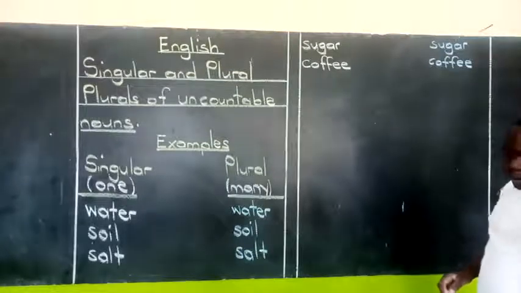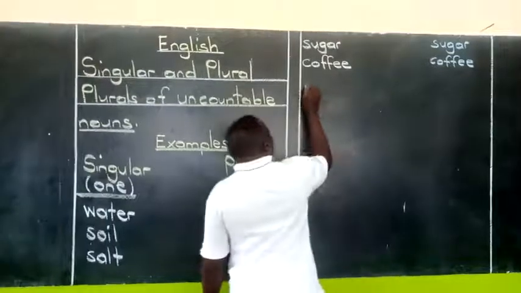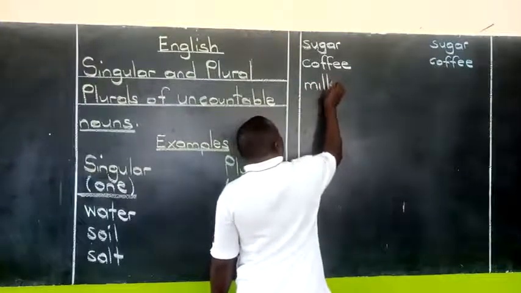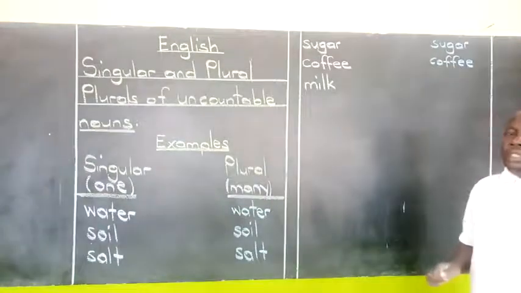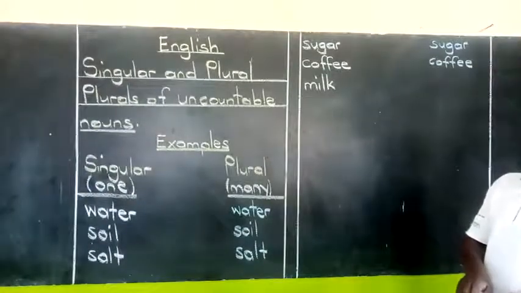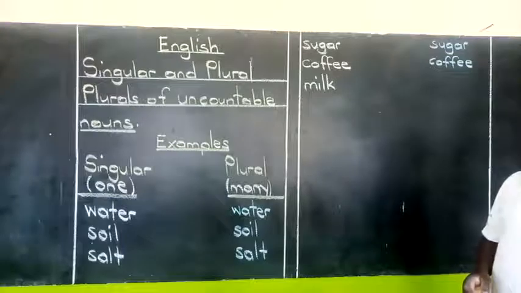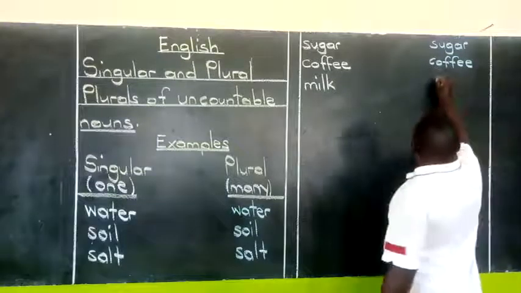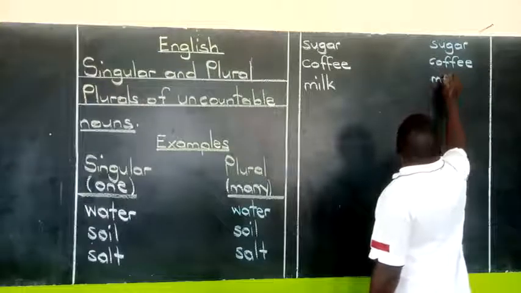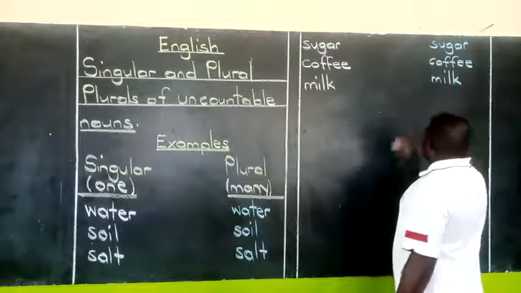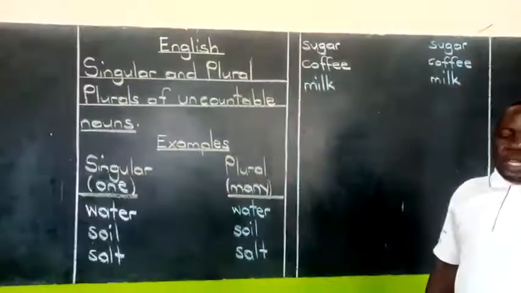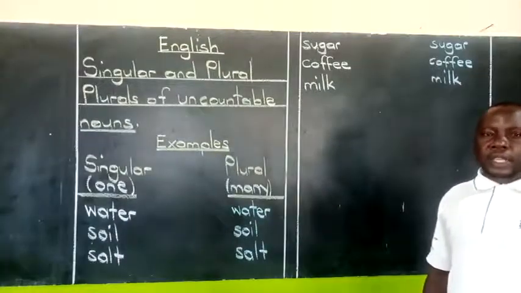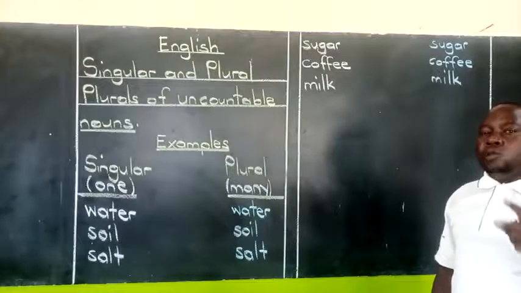Another one, we have milk. Even if they give you a cup of milk to count, you cannot count it. You can even spend 10 years and not finish counting it. So we have milk, but milk can be measured in liters. Milk can be measured in liters, but you cannot count milk.